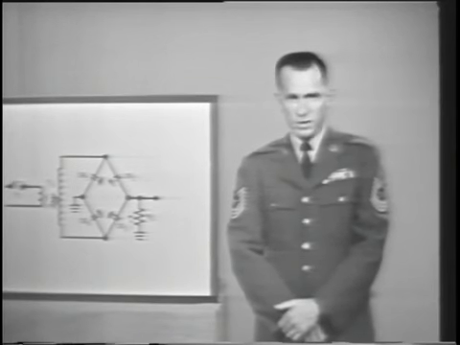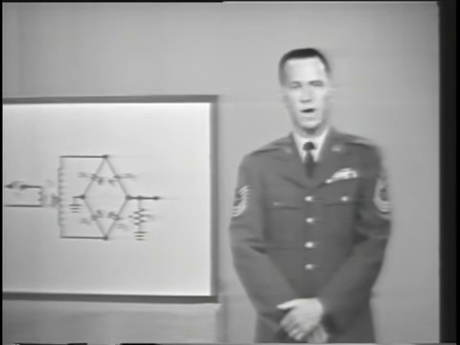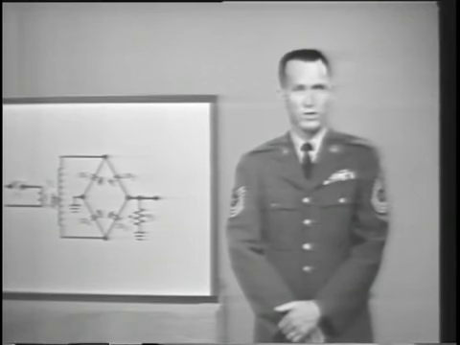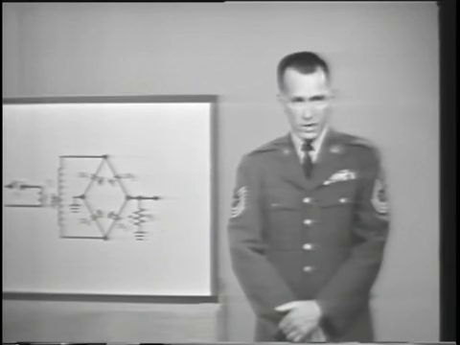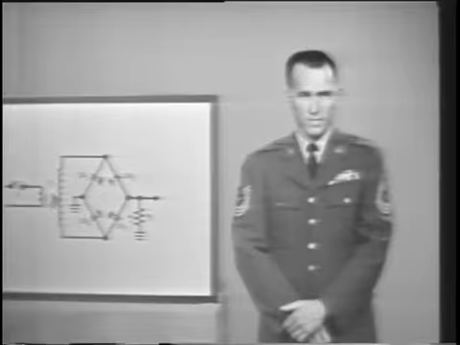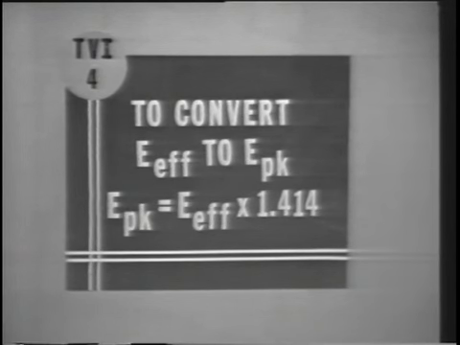Once you've determined the secondary voltage, it's simply a matter of using the right formula to determine any voltage value in the circuit. For example, here's the formula used to convert effective voltage into peak voltage. E peak equals E effective times 1.414. These and other formulas you'll need to learn are shown under item 4 of your TVI guide.